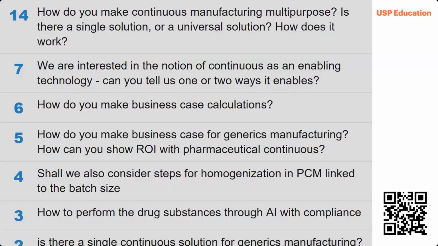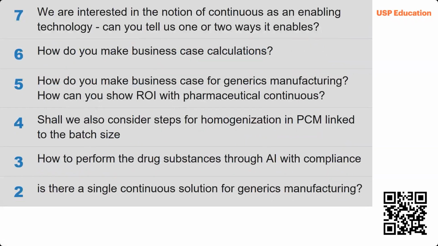So the next question is, we are interested in the notion of continuous as an enabling technology. I think Richard, you had talked about this, but just in terms of when we say enabling technology, at least for me, since I'm a chemist, I can see that there are certain chemistries that have not been performed that well in batch chemistries.